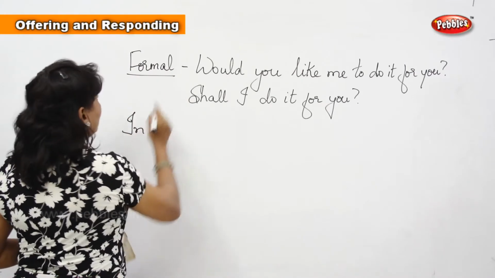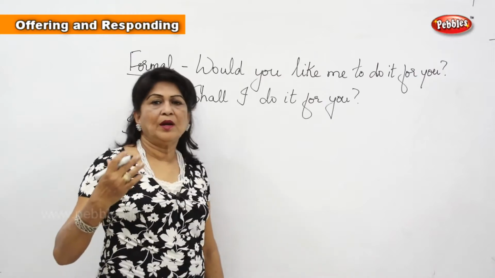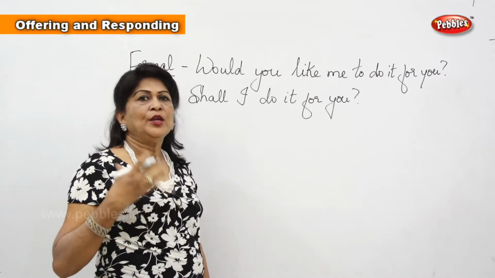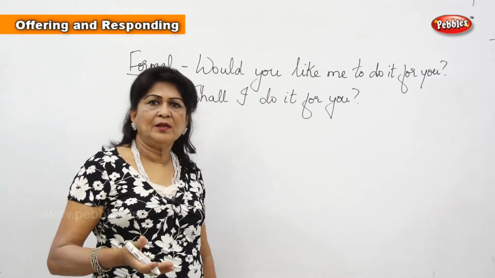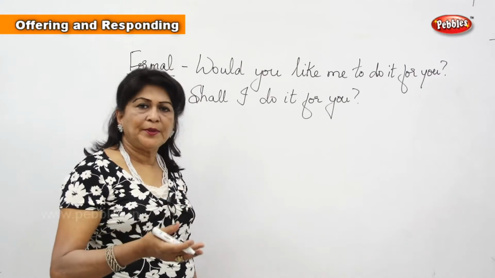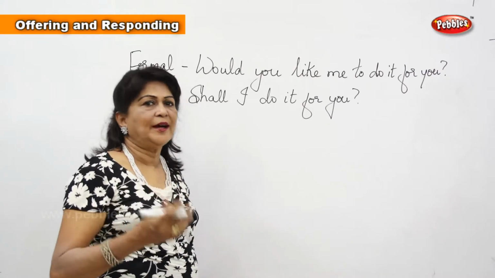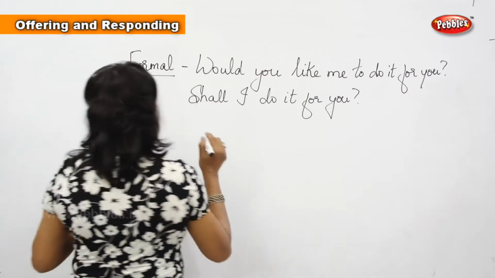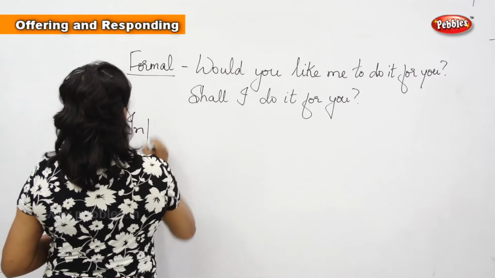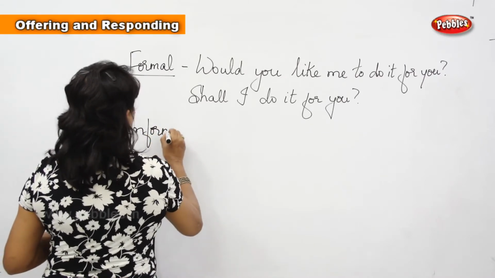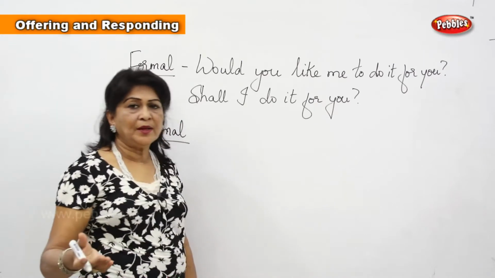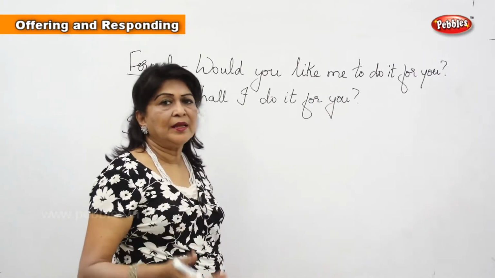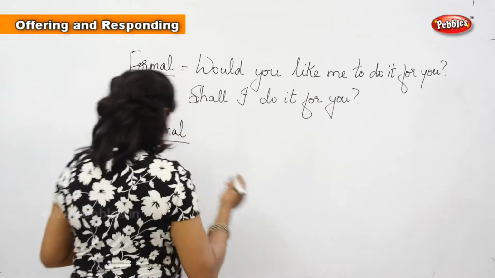Informal. Formal means people who are in your office, maybe your boss or your higher official, okay, or a principal, anybody who is higher than you. In a formal situation we can ask. Informal is your friends, your neighbors, your kith and kin, that is your relatives, anybody.